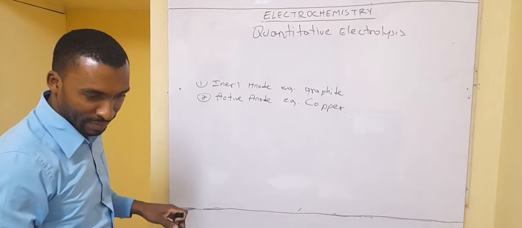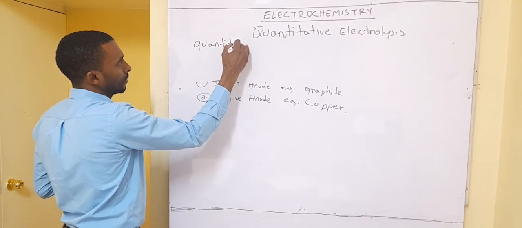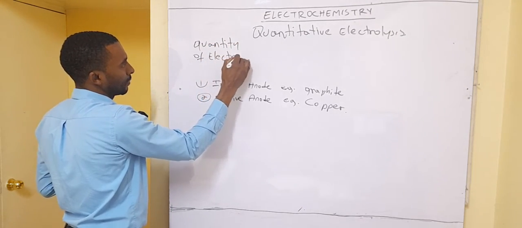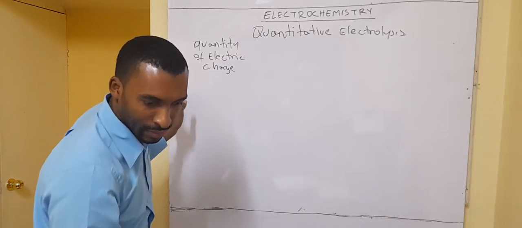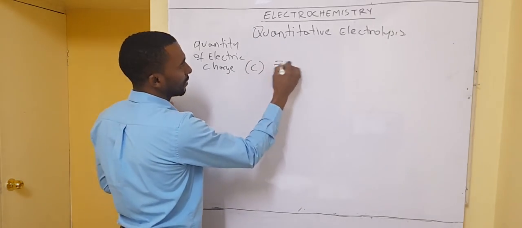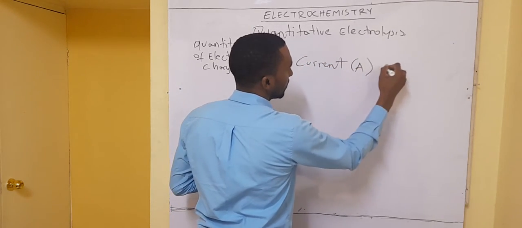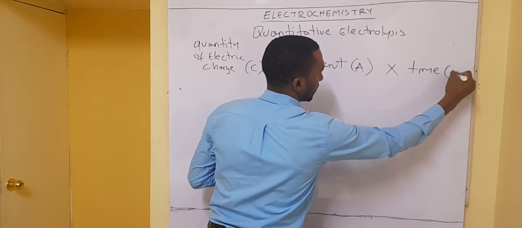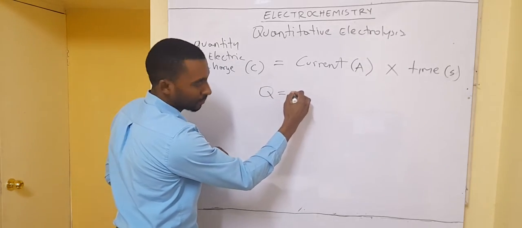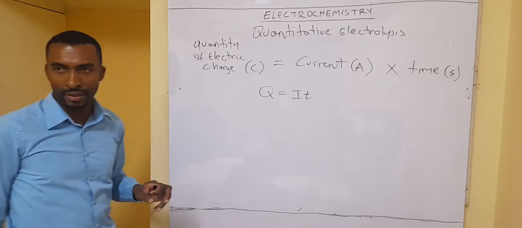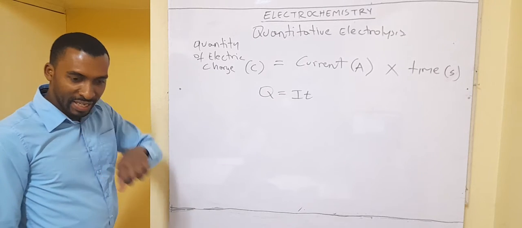So the equation that you have to remember is the quantity of electric charge, let's measure in coulombs, equal to current in amperes times time in seconds, alright? So it's basically Q is equal to I times t. That's mainly physics, alright? Now, the Faraday constant.